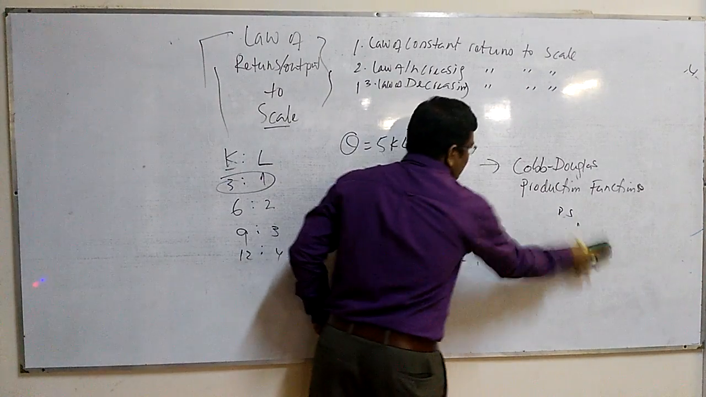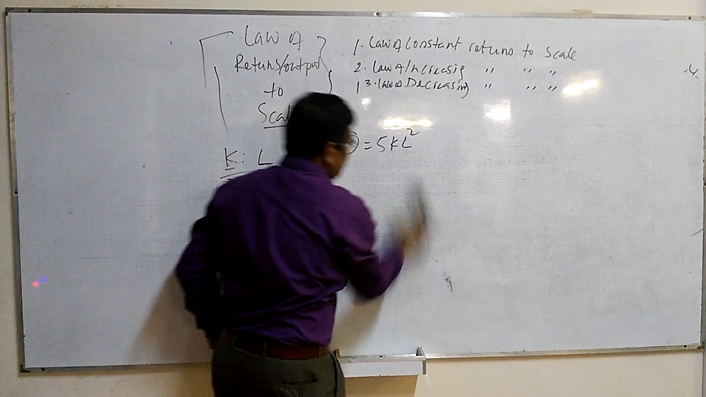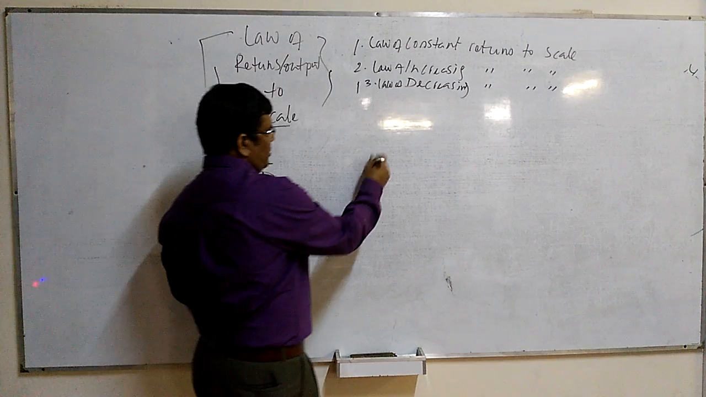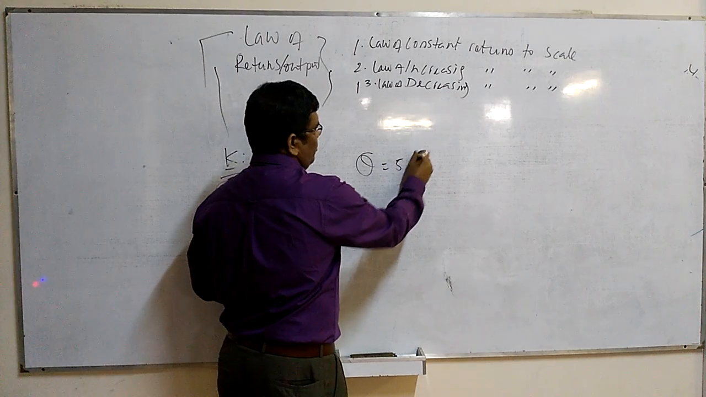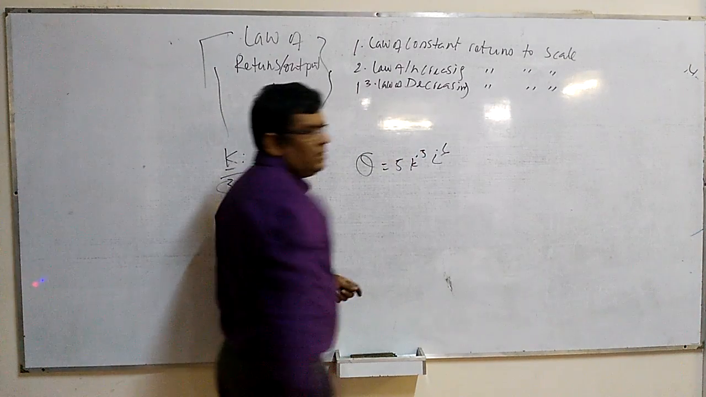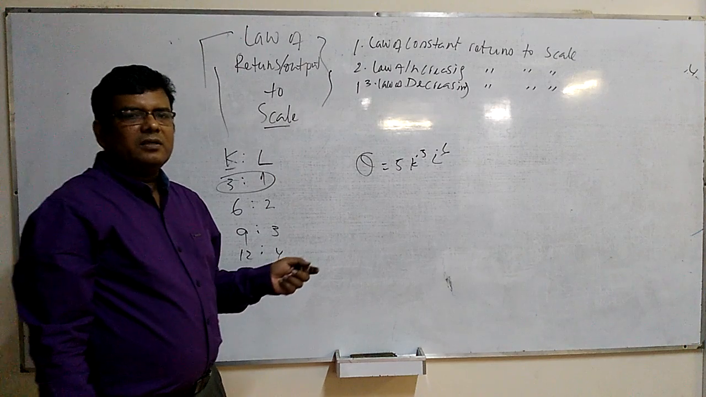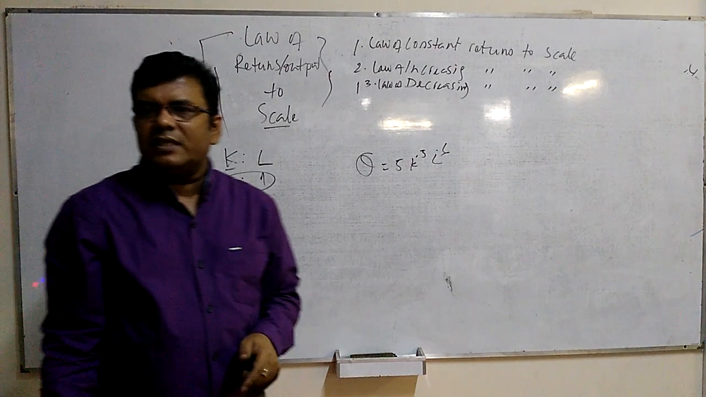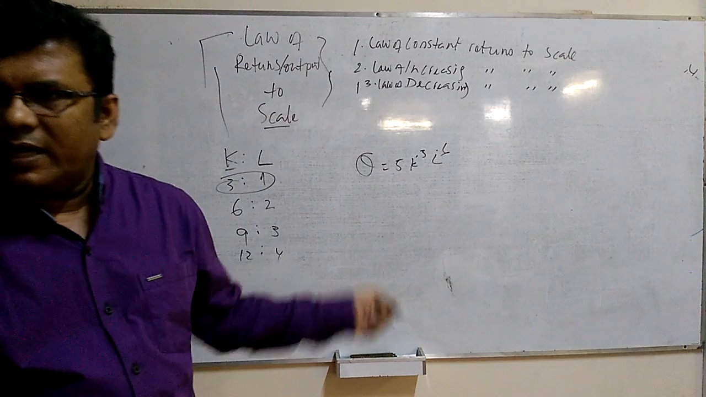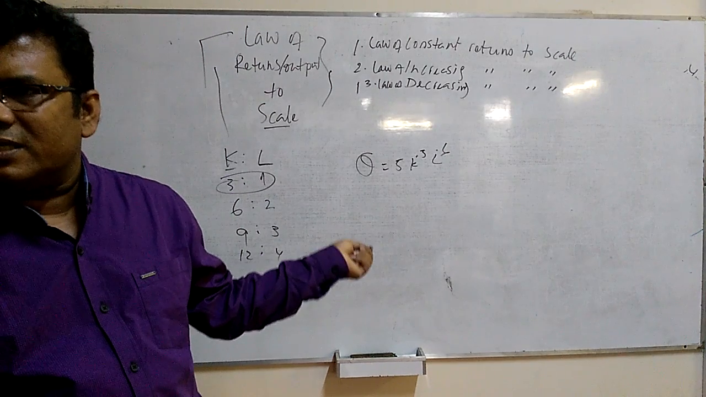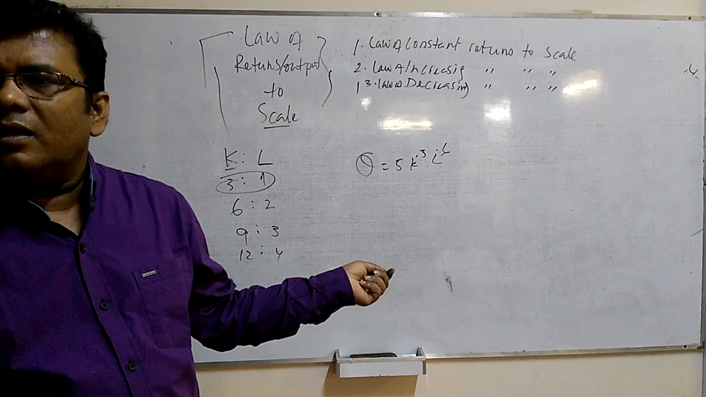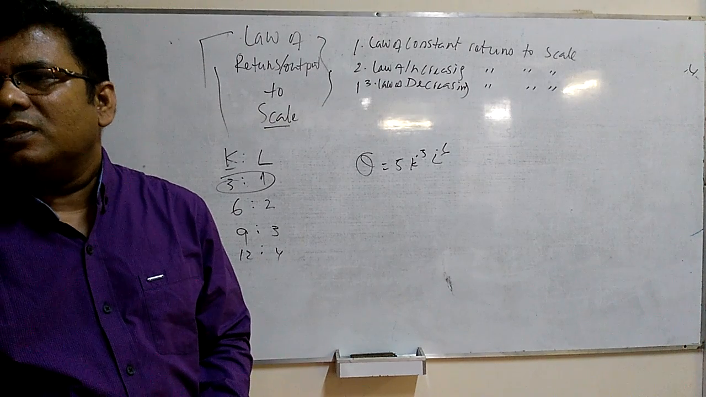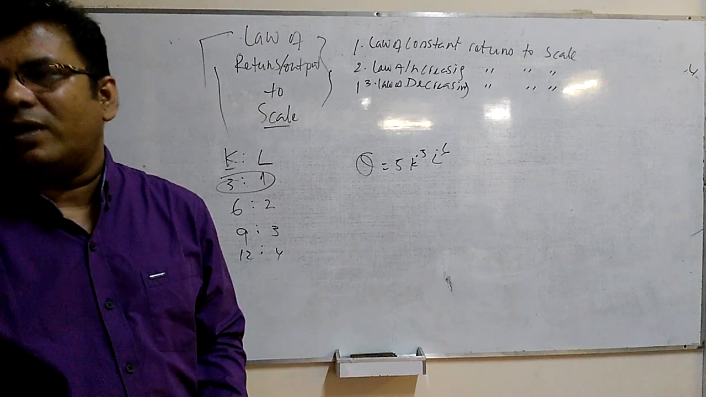Okay, so let us try to identify the scale of some other production technology, like 5, K to the power 0.3, L to the power 0.6. What kind of production technology is it? Decreasing. Why is it decreasing? Now you understand? Why can we call it decreasing? K 0.3, L 0.6. The sum of the powers is 0.9. It is less than 1.